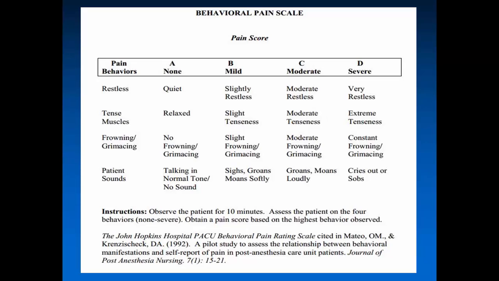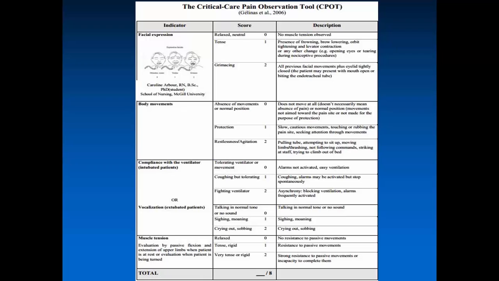So this is an example of a behavioral pain scale. Looking at whether a person is restless, has tense muscles, frowning, grimacing, and patient sounds, and then determining along the x-axis whether there are none of those things, or mild, moderate, or severe signs of pain. This is an example of a critical care pain observation tool, and again, it can be quite useful provided it is an active part of the chart and is assessed regularly and consistently.